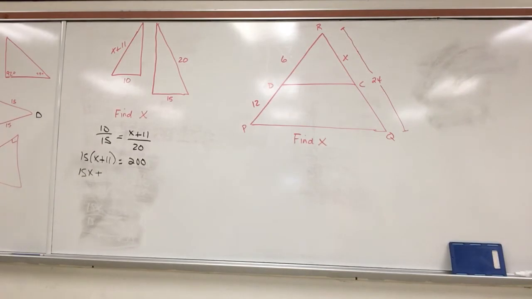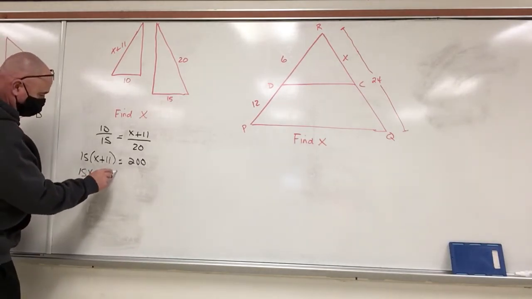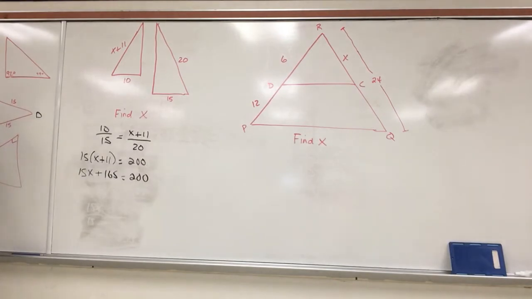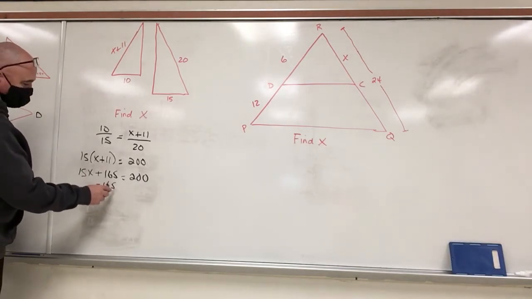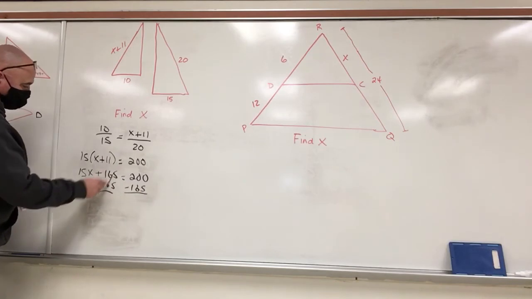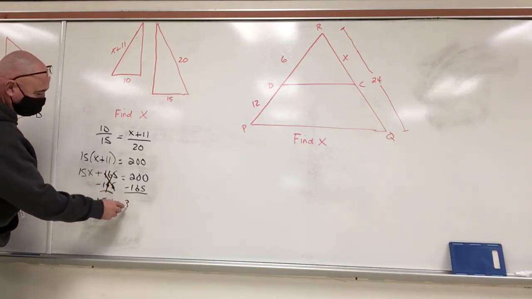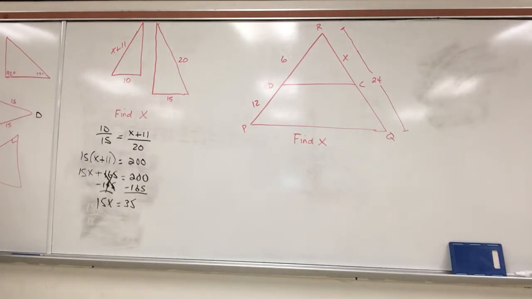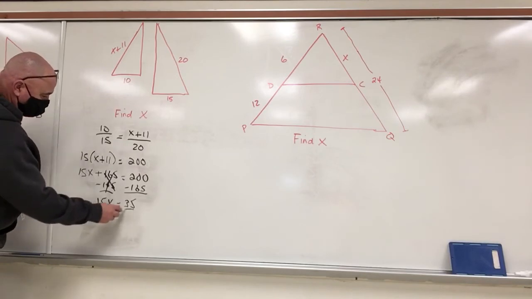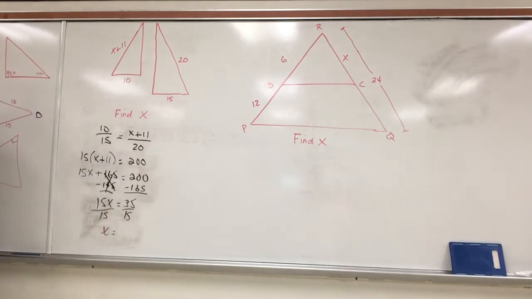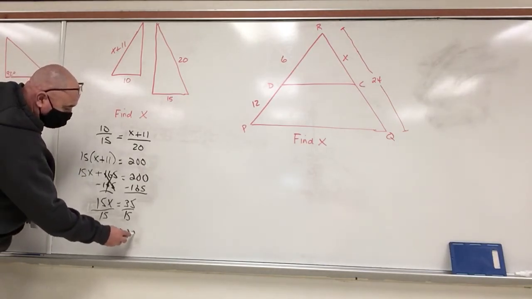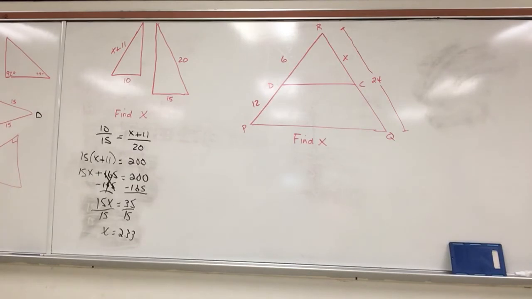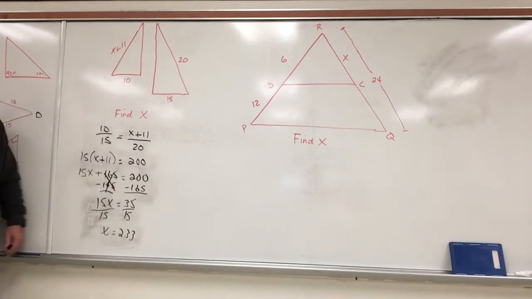What's 15 times 11, somebody? 165? Okay. How do I get rid of that 165? Subtract it. That's gone. That gives me 15x equals 35. And how do I get rid of that 15? I divide. And I get x equals 2.33, or 2 1/3. So the missing side here, x plus 11, is 2.33, that's x. If I wanted to find that side, I'd take 2.33 and add it to 11. Okay?